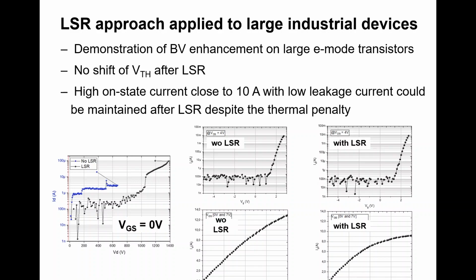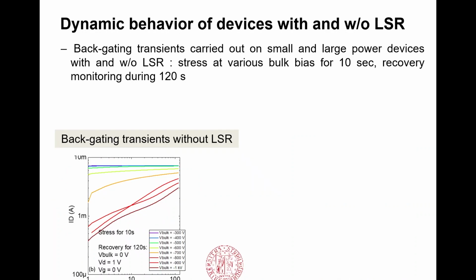So you can see the thermal penalty. That's why the on current here is much lower. You still have, you cannot see here, but I think it's close to 10 amps, 9. There is a drop. The thermal penalty actually is quite severe, but you can still generate large current, higher voltage with this approach here.